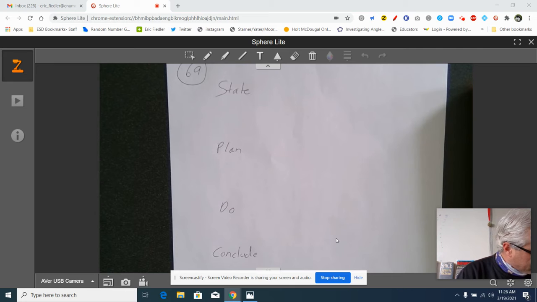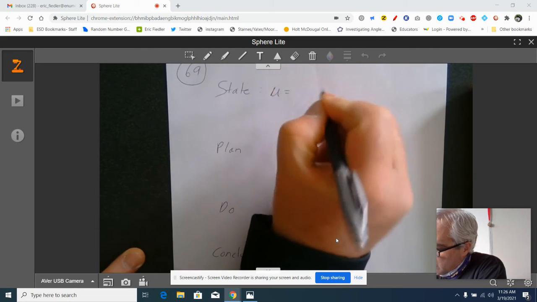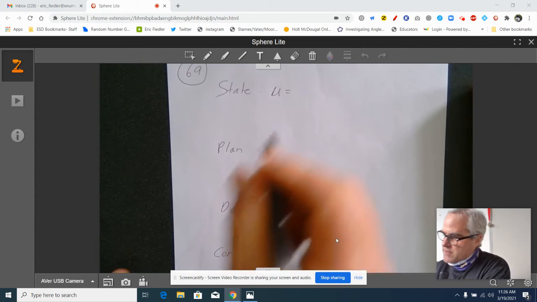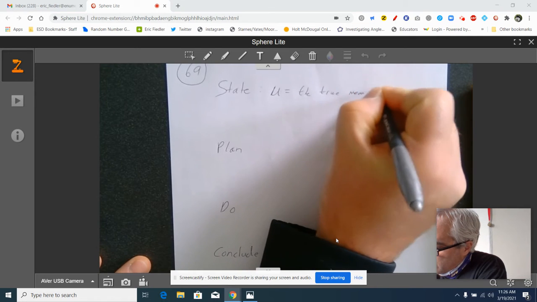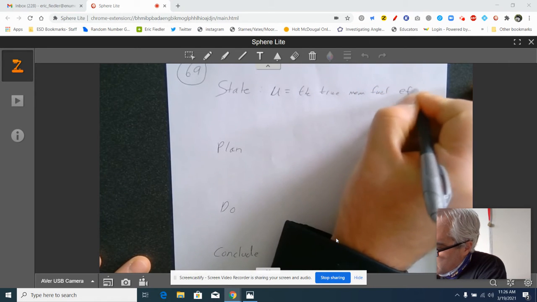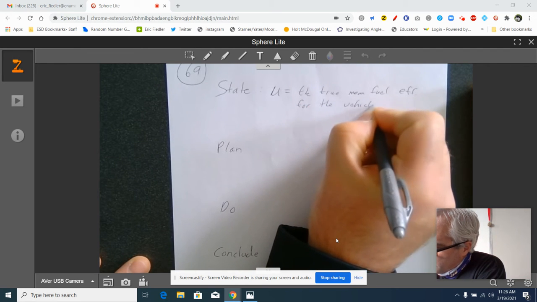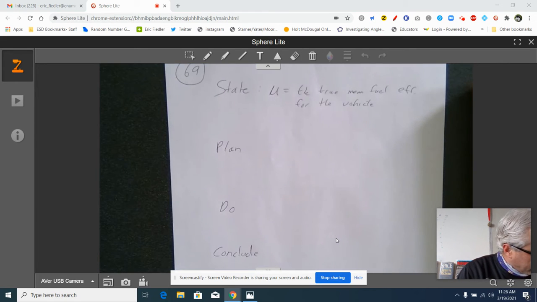Okay, so 95% confidence interval. First thing is state, so I can make a statement about the parameter of the population. We'll say that mu is equal to the true mean fuel efficiency for the vehicle, whatever you want to call it. Okay, that's our state.